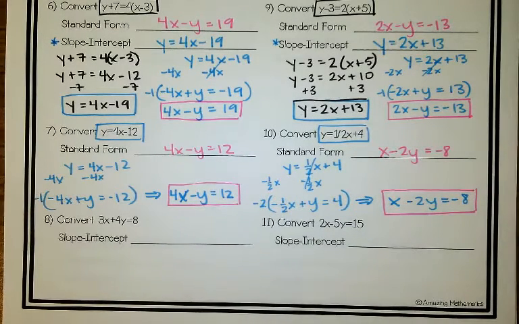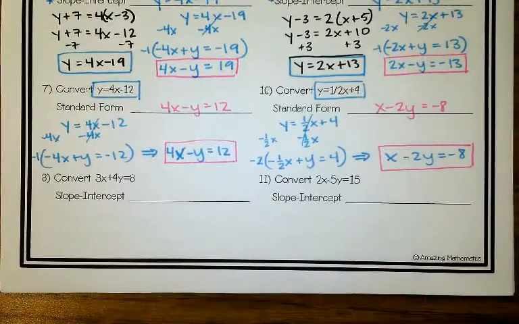So we converted it, we subtracted the 4x from both sides, and then that canceled this lovely guy out. We are left with negative 4x plus y equals negative 12, multiplied by negative 1. So we got 4x minus y equals 12. Y'all feel pretty good about this? Awesome. Okay, for numbers 8 and 11 here, I'm going to do number 8 for you guys.